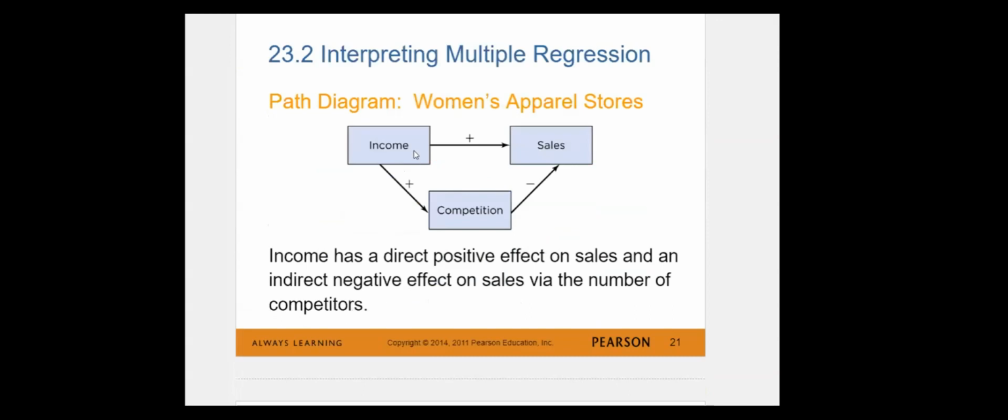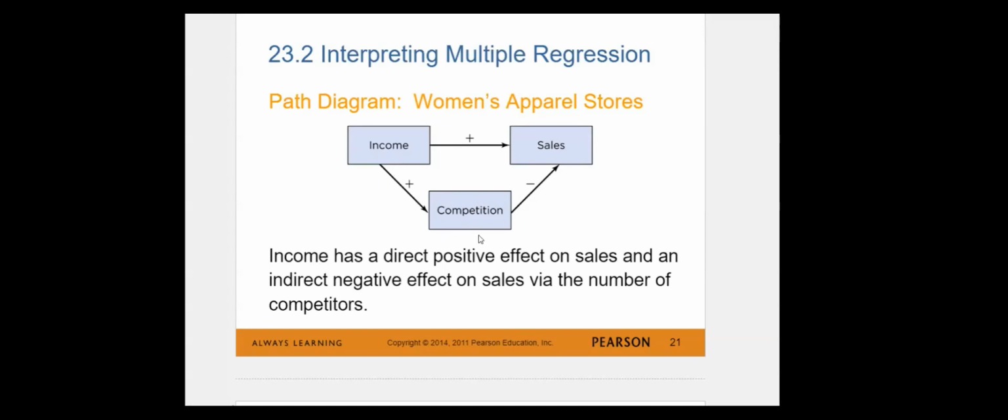So you can see here, that's a path diagram for this problem. Income directly has influence on sales. However, competitors or competition don't directly have influence on sales, but through income. So income actually increases competitors, and higher competition creates lower sales. And that's how this is explaining to us how this association is happening.